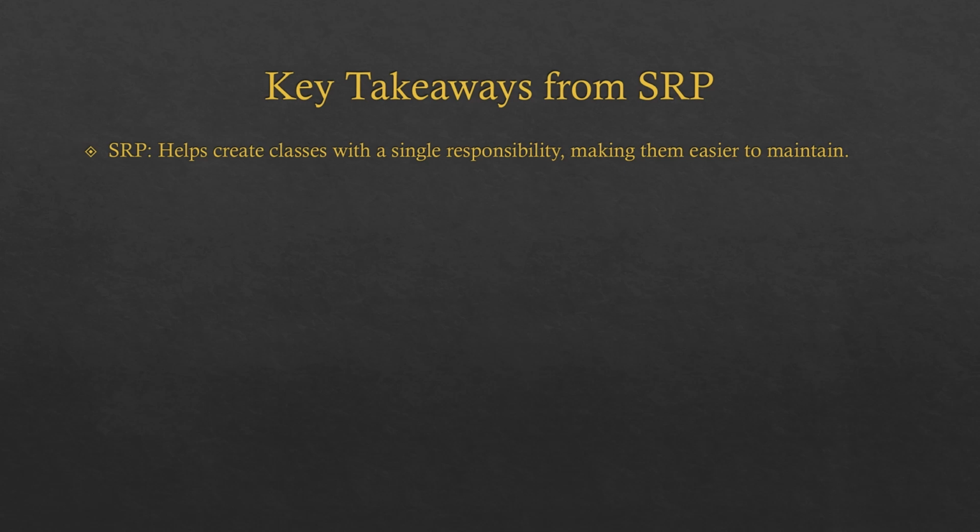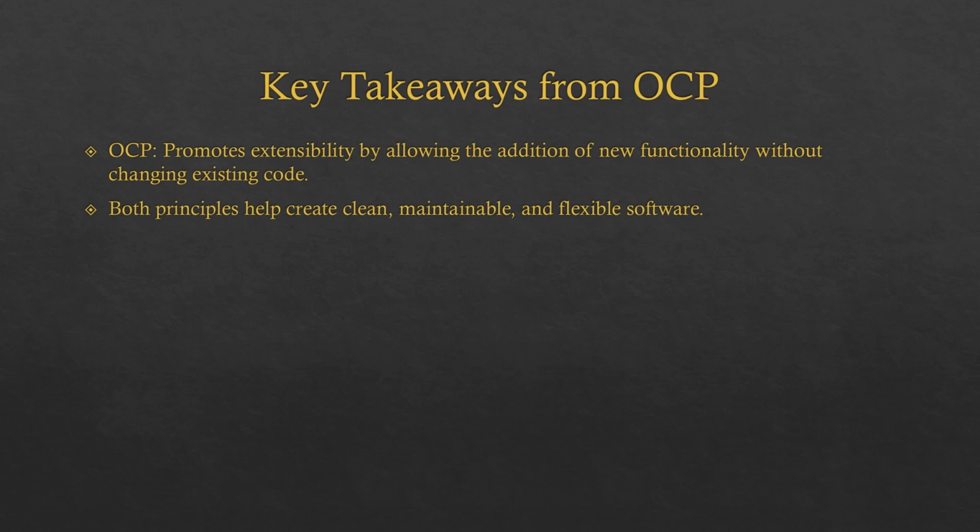To recap, the single responsibility principle ensures that a class has only one reason to change, which leads to more maintainable and testable code. The open-closed principle tells us that a class should be open for extension but closed for modification, allowing us to add new functionality without changing existing code. Both principles help in creating flexible and clean software.